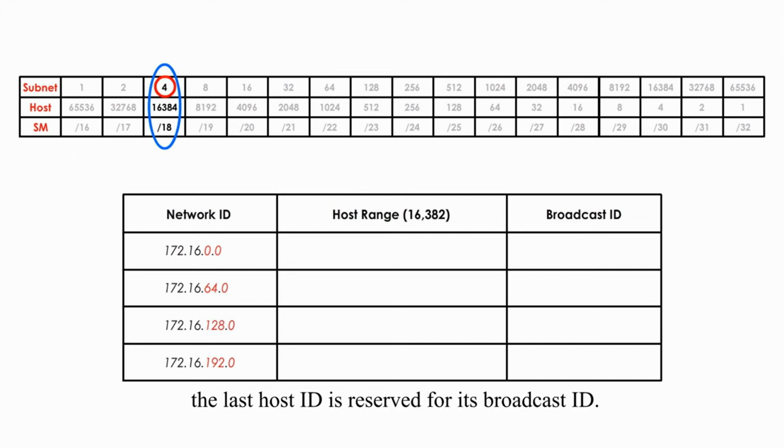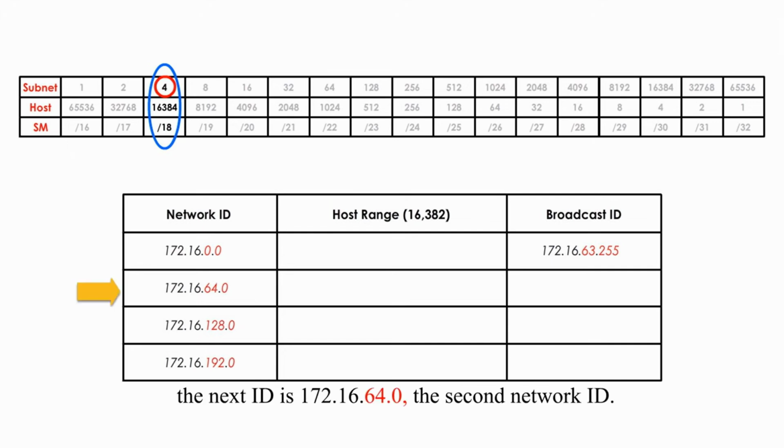Keep in mind the last host ID is reserved for its broadcast ID. Therefore, the broadcast ID for the first subnet is 172.16.63.255. How do we know this is the last host ID? The reason is the next ID is 172.16.64.0, which is the second network ID.